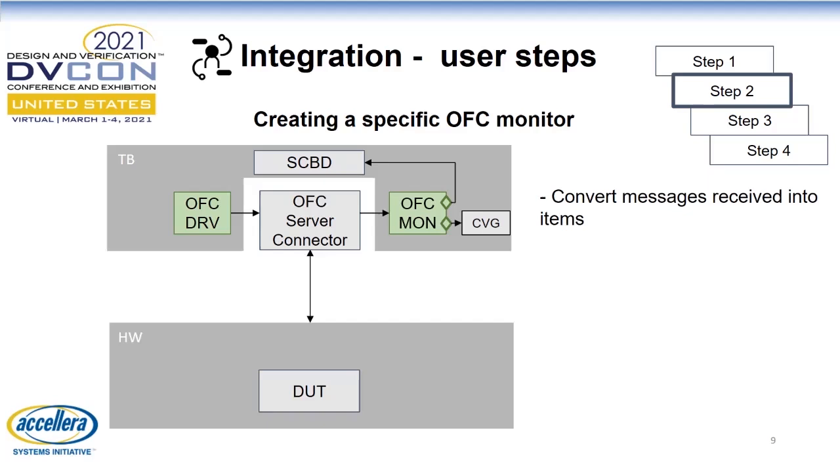The OFC monitor should receive each string item and convert it into a sequence item. This may be done with an unpack function, just like in the case of the OFC driver. The OFC monitor is also responsible for sending the converted items through the appropriate analysis ports based on your verification environment architecture.